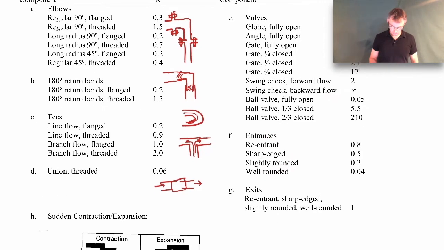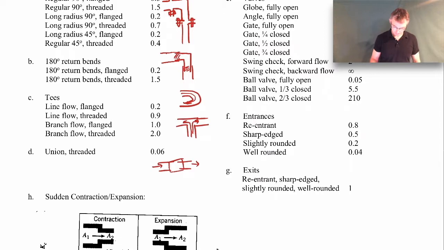Entrances are just flow coming into or out of, let's say, a pipe or a container. So a re-entrant inlet would be this. Let's say we have a big tank, and then we have a pipe. So here's the free surface. A re-entrant inlet is one where the pipe actually sticks into the tank. So you can see it kind of sticks into the tank there. A sharp-edged inlet would just be where it's a 90-degree bend there.